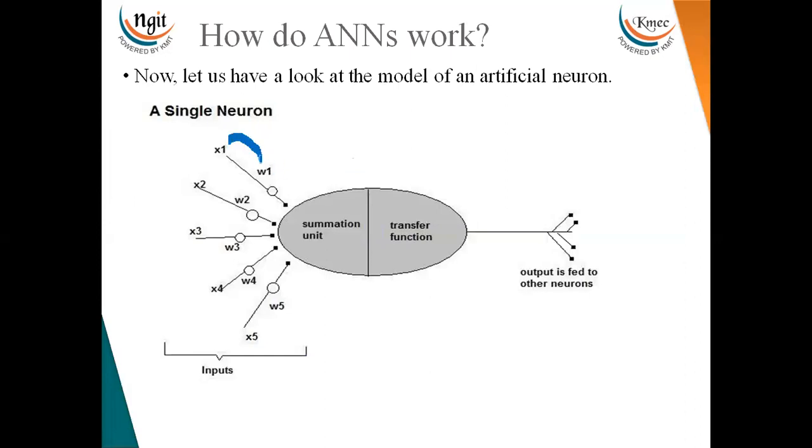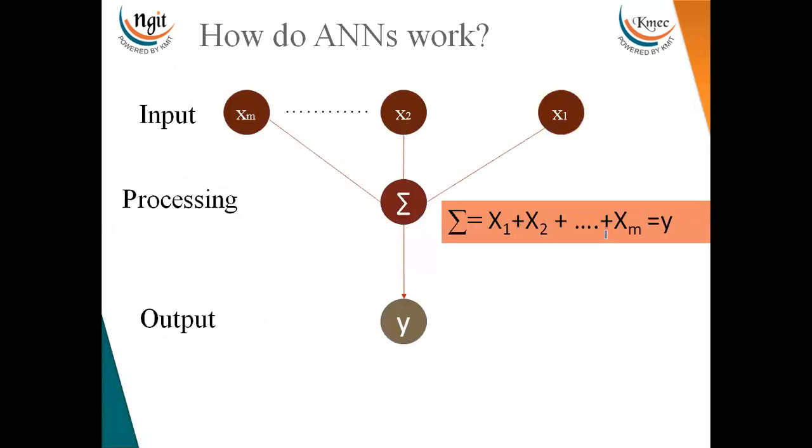Input will be multiplied with weights. You will get a sum. Then there will be an activation function and you will get the output. Okay, this is the working of a single neuron. Since the last two videos, we are seeing it again and again.